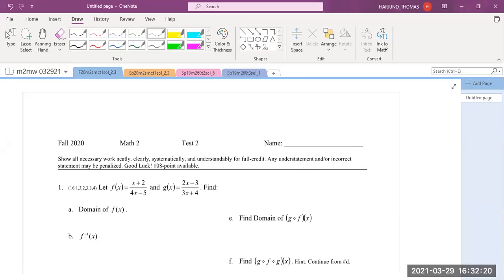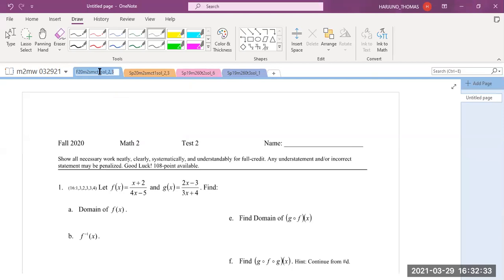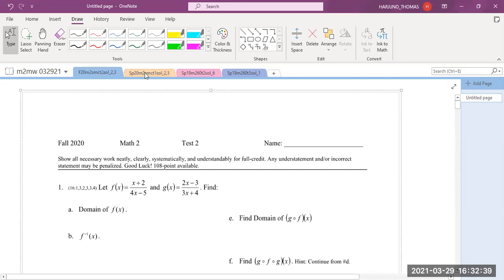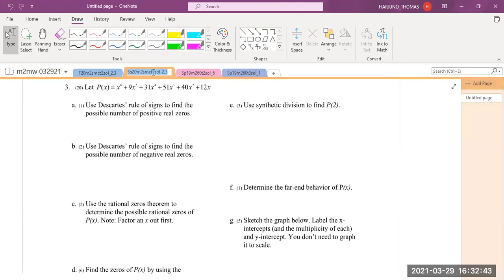Okay, today we will start working on my old test 2. I think I used wrong solution notation here. My old test 2. And I will start from the most recent test 2 I gave from fall 20. And then after that, I go for spring 20.